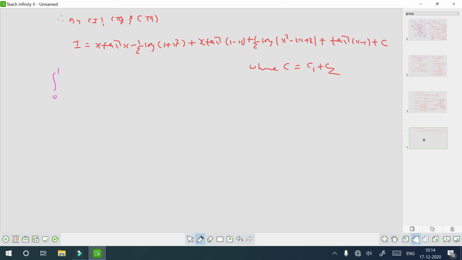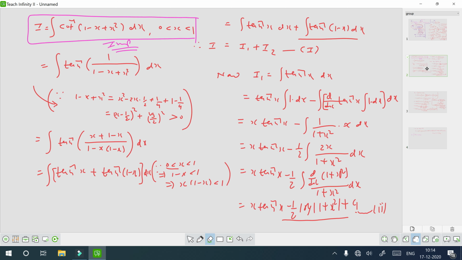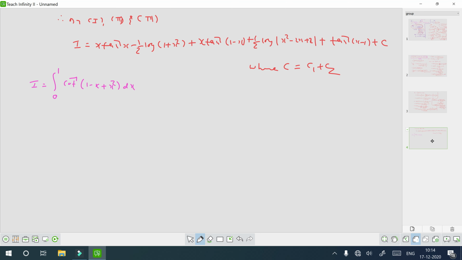Now the definite integral, 0 to 1 cot inverse of 1 minus x plus x square into dx, I is equal to. See, in this example I am putting the condition 0 less than x less than 1. Here I am not putting it because the limit is given 0 to 1. So better to see that thing, put the reason: 1 minus x plus x square is equal to x square minus 2x into 1 by 2 plus 1 by 4 plus 1 minus 1 by 4, that is equal to x minus half whole square plus 3 by 4, which is greater than 0. So we can convert in terms of tan inverse.